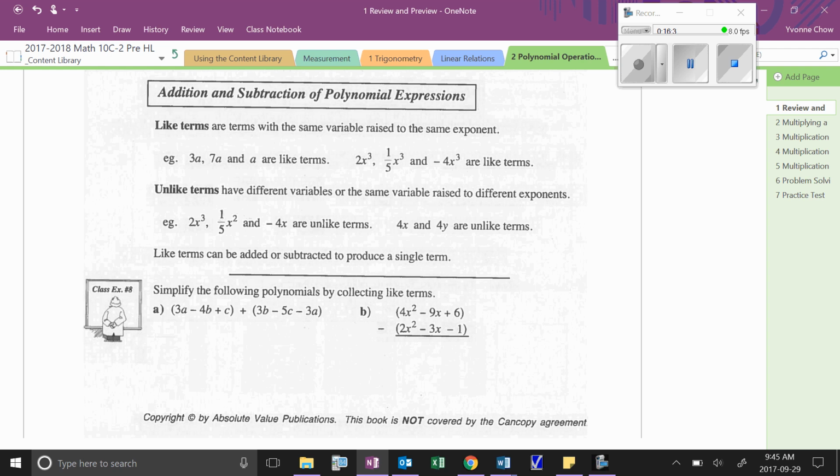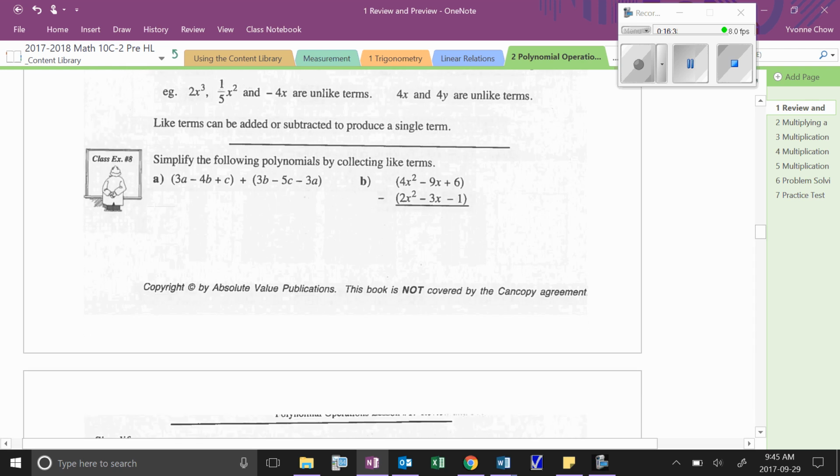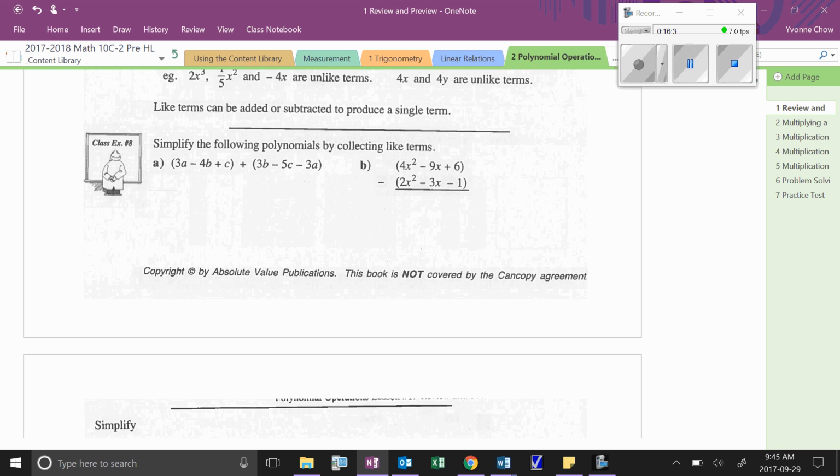So let's take a look at class example number 8 then. And so they've got some addition and some subtraction. When we look at the subtraction for part B, again, my strong recommendation would be to take the subtraction and make it into the addition by distributing the negative.